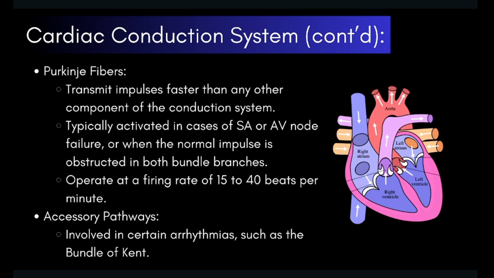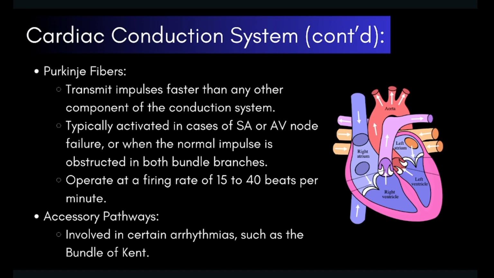Moving on. Next, we have the Purkinje fibers. These transmit impulses faster than any other component of the conduction system. But when it comes to forming the action potential, which is the beats per minute, they're not the fastest. Those are typically the SA and AV node, and the Purkinje fibers are only typically activated in cases where the SA or AV node fail, or when the normal impulse is obstructed in both bundle branches.